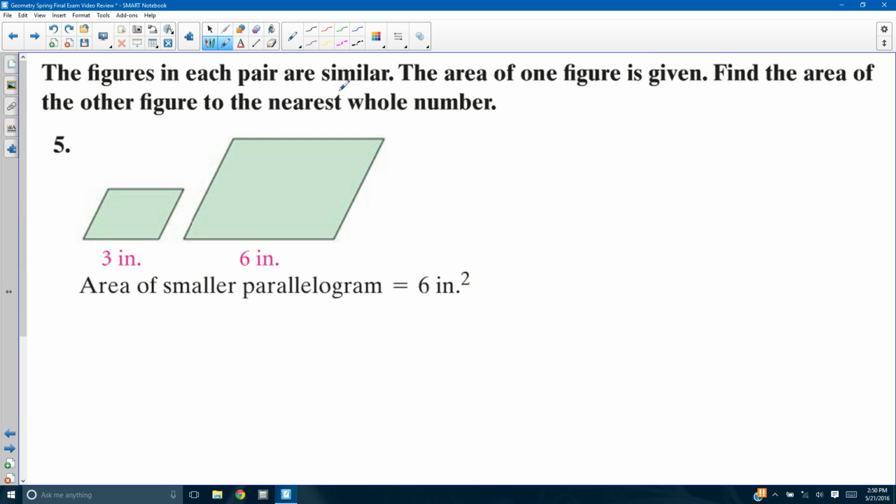The figures in each pair are similar. Okay, this is section 10.4, ratio of area. The area of one figure is given. Find the area of the other figure to the nearest whole number. So at the end, eventually we're going to be rounding it. Okay, so here's the way that this thing works, and I'm going to do a couple things with this. I'm going to recreate this guy.